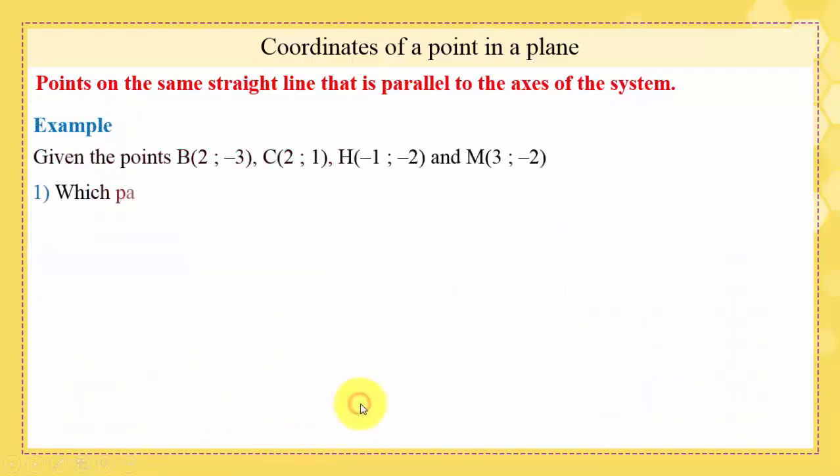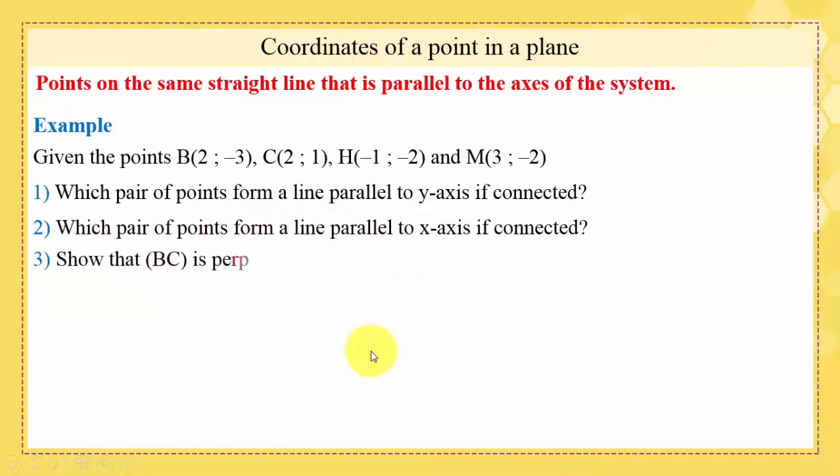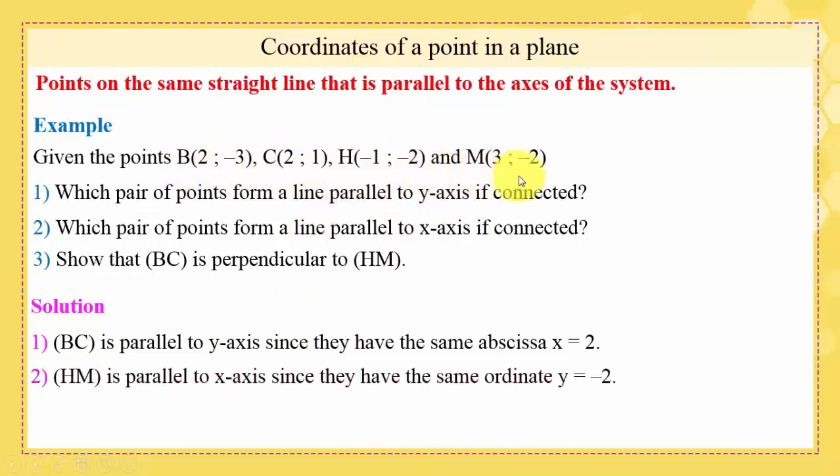Example, given the points B, C, H, M, which pair of points are parallel to the y-axis if connected? Solution. The pair of points B, C is parallel to the y-axis since they have the same abscissa. Look at point B and point C. They have the same abscissa, so the line formed by them is parallel to the y-axis. Points H and M have the same ordinate, so the line formed by them is parallel to the x-axis.